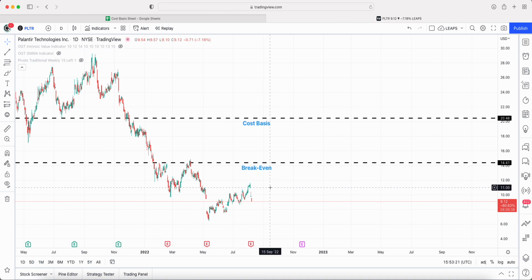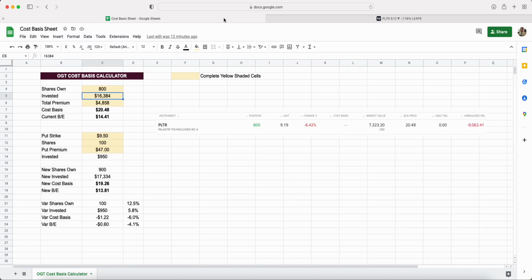It's more of an advanced strategy, selling covered calls below your cost basis. I don't advise it for everybody, but I've been doing this for a while now and I'm comfortable doing that. But that just shows you what this cost basis calculator can give you in terms of just knowing your numbers.